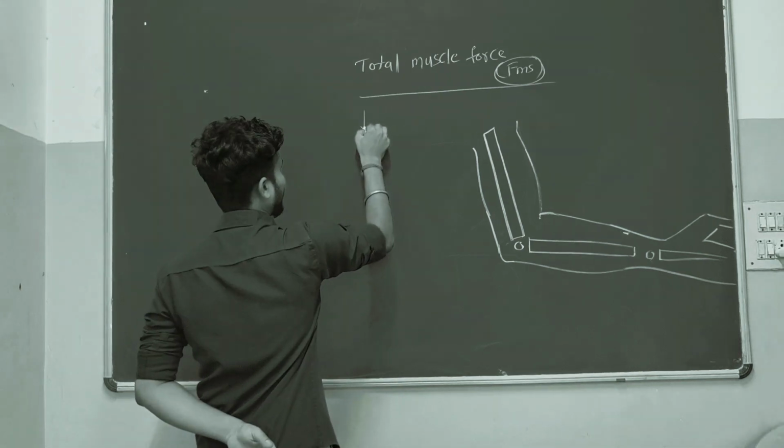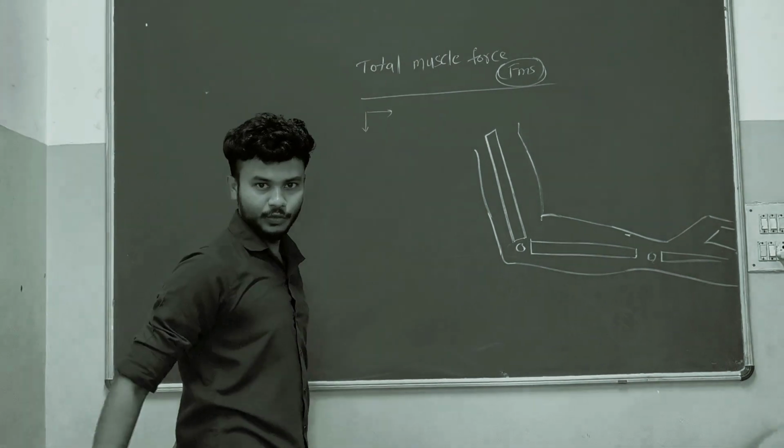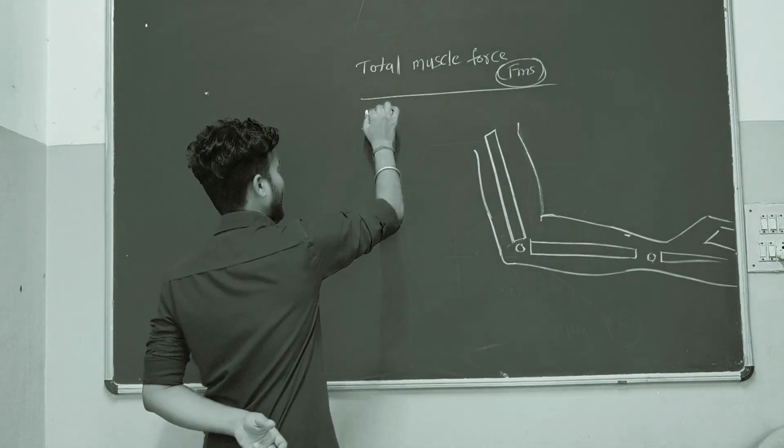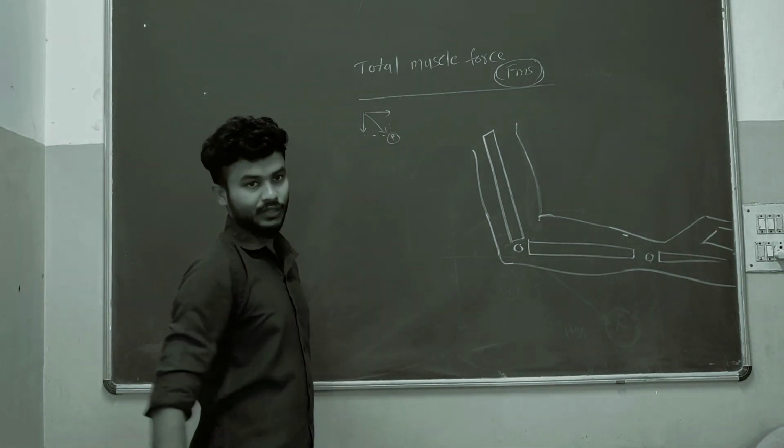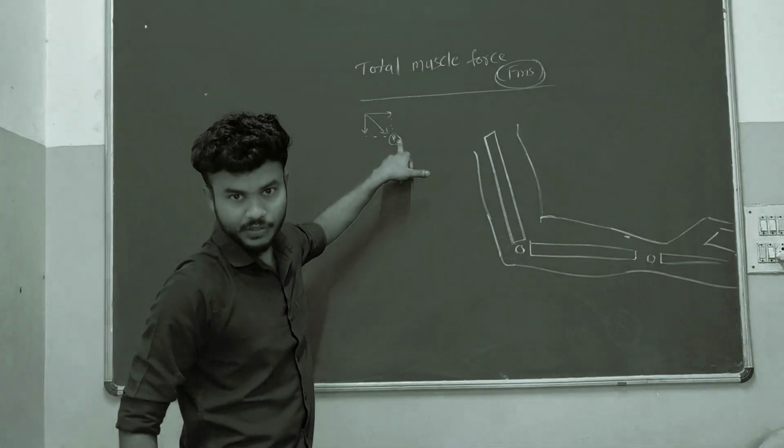Here two forces will be there in a concurrent force system. In the middle of that, the resultant force will come. So what does this resultant force tell?